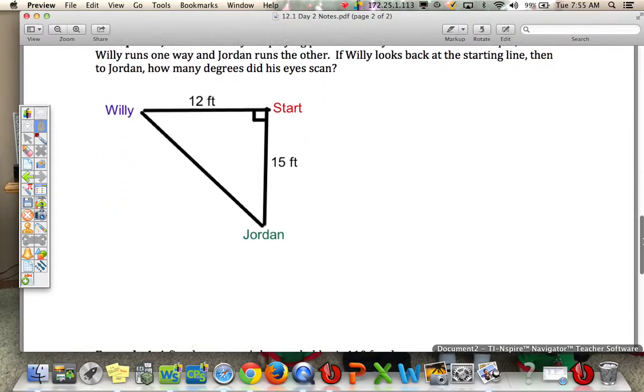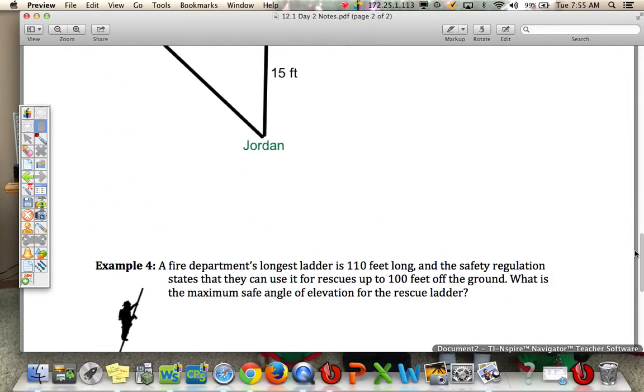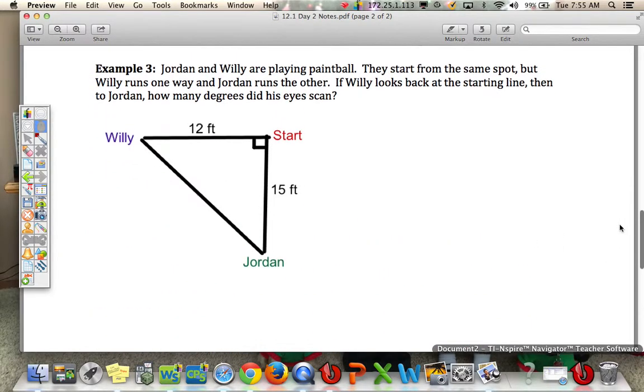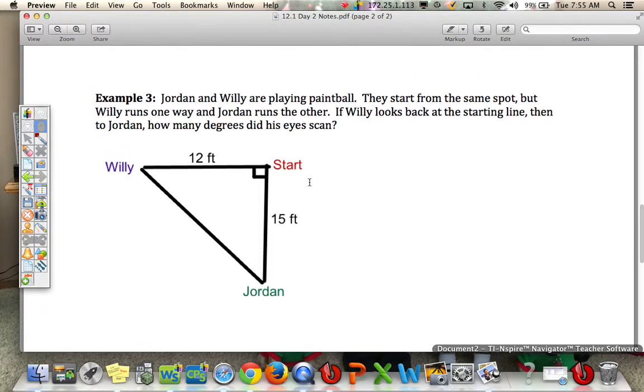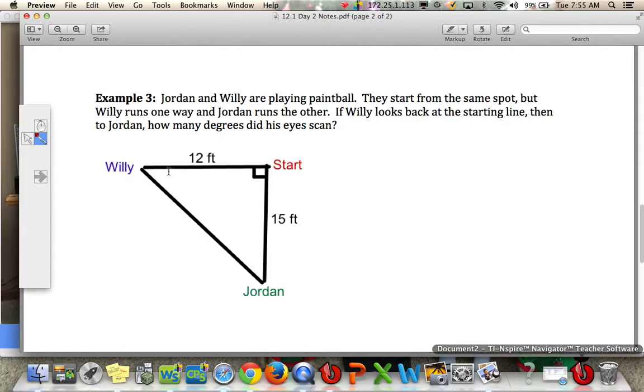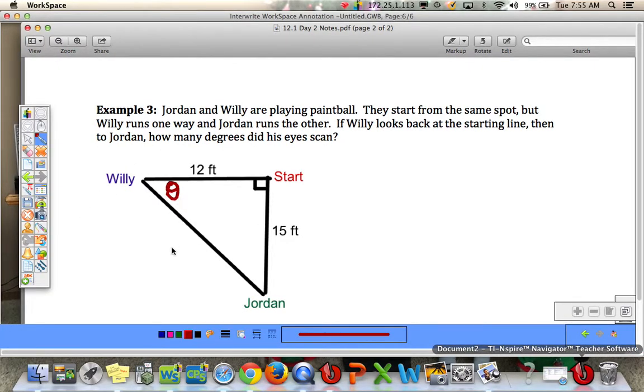Next example. Jordan and Willie are playing paintball. They start from the same spot, but Willie runs one way and Jordan runs the other. If Willie looks back at the starting line and then to Jordan, how many degrees did his eyes scan? So here's Willie, so he looks at the starting line and then back to Jordan. Here's our angle. We'll call it theta this time.